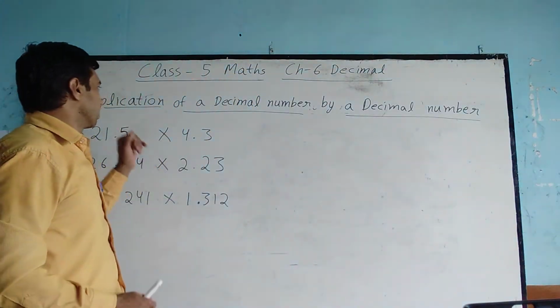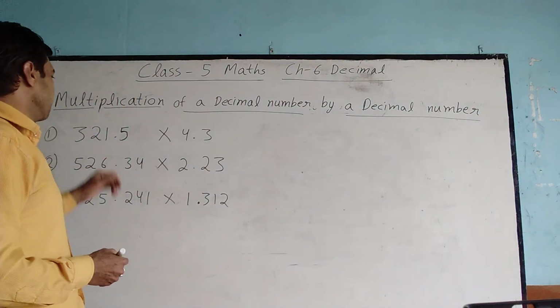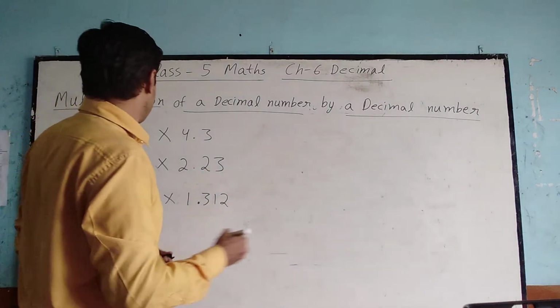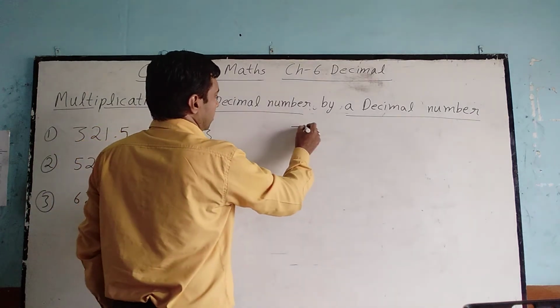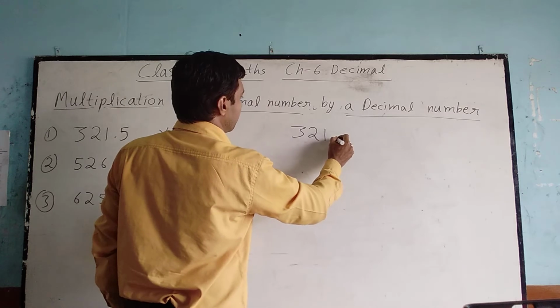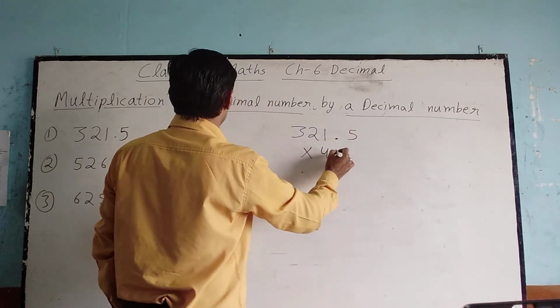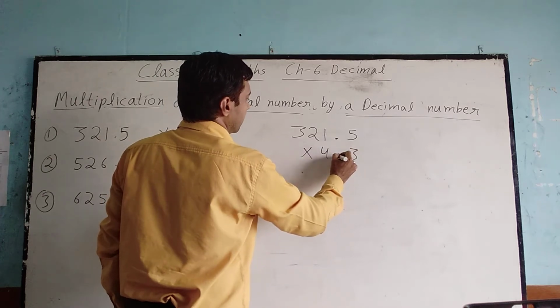Now students, next, multiplication of a decimal number by a decimal number. I have written 3 questions. Let us start from the first question. 321.5 multiply 4.3.